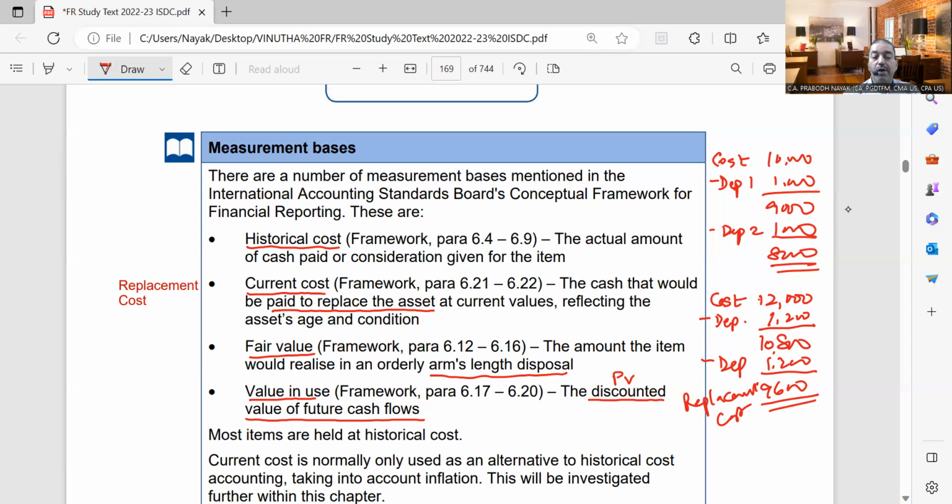Last one is value in use. Value in use means first we'll try to find out what are the future cash flows. Those future cash flows we'll discount and find out what is the present value of those cash flows. So it is nothing but present value. Value in use means what? Present value of future cash flows, or you can call it discounted value of future cash flows.